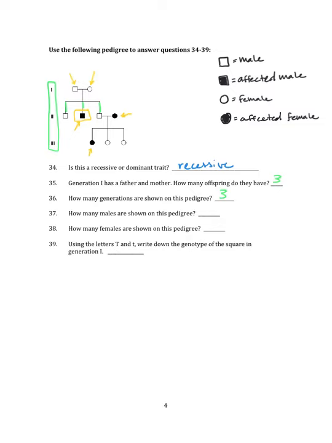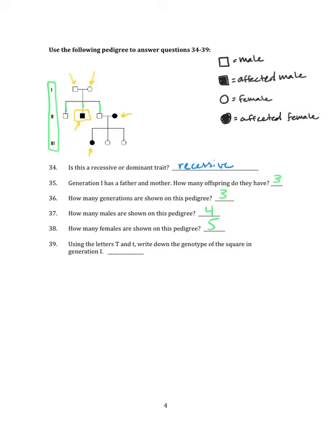Number 37 says how many males are shown in this pedigree. So again, the males are represented by the square shapes, so you can count them up. We've got 1, 2, 3, 4. So there's going to be 4 males that are represented on this pedigree. Number 38 says how many females are shown, and again, females are represented by circles. So we've got 1, 2, 3, 4, 5 that are females. So you can go ahead and write 5 on the line.